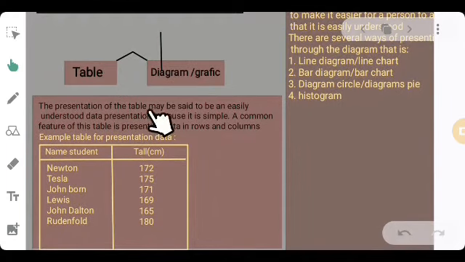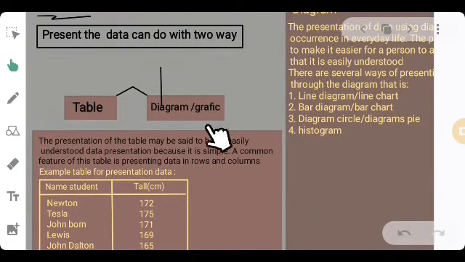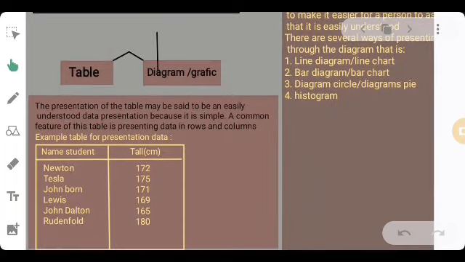The presentation of a table may be the easiest way to understand data, because it is simple. A common feature of a table is that it presents data in rows and columns. The column is vertical, and the row is horizontal. For example, a table for presenting data.